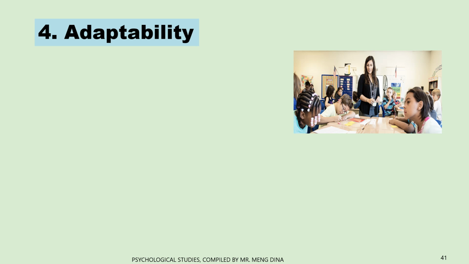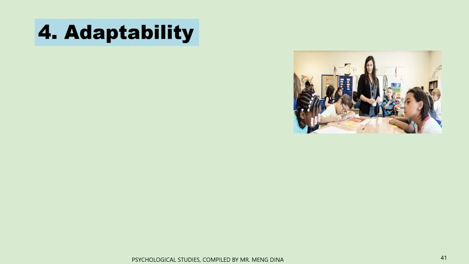So today we are continuing the unit with points number 4, number 5, and number 6. They have the titles Adaptability, Intensity, and Mood. So let's get to know about them together, everyone.